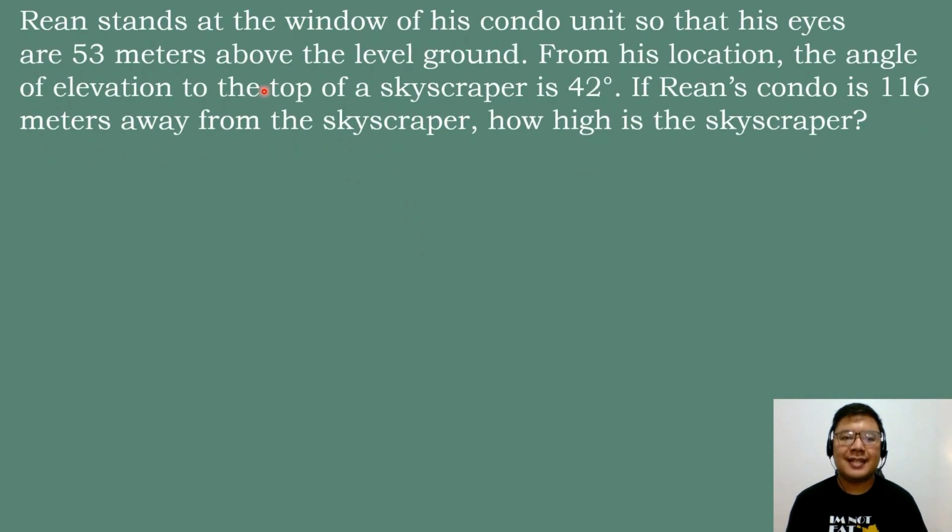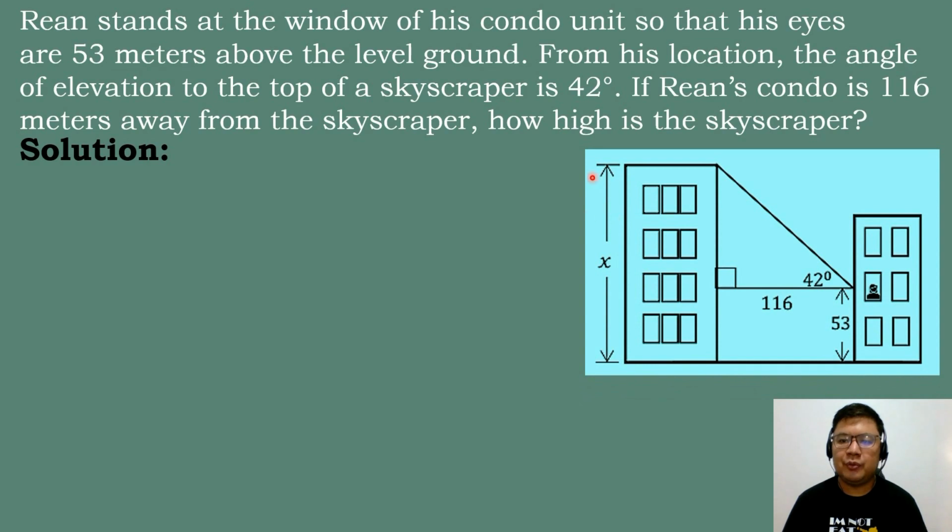Let's have our next example. Rin stands at the window of his condo unit so that his eyes are 53 meters above the level ground. From his location, the angle of elevation to the top of a skyscraper is 42 degrees. If Rin's condo is 116 meters away from the skyscraper, how high is the skyscraper? So we will be illustrating this by constructing its figure. This will be our illustration.